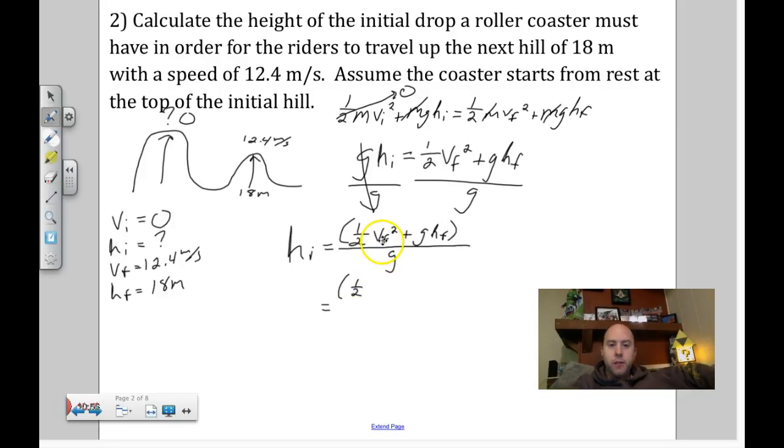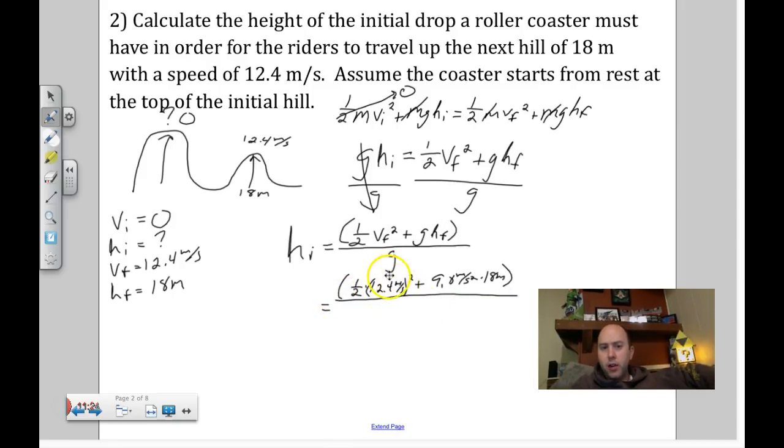1/2 times final velocity squared. So that would be 12.4 meters per second, and I'm going to square that, so I'll put that in parentheses. There we go. Plus gravity, 9.8 meters per second squared, times the final height, 18 meters. Okay, and I'll put it all in the calculator.